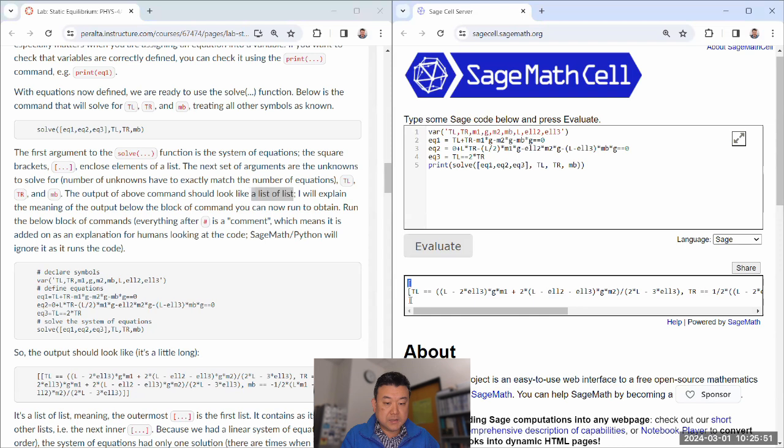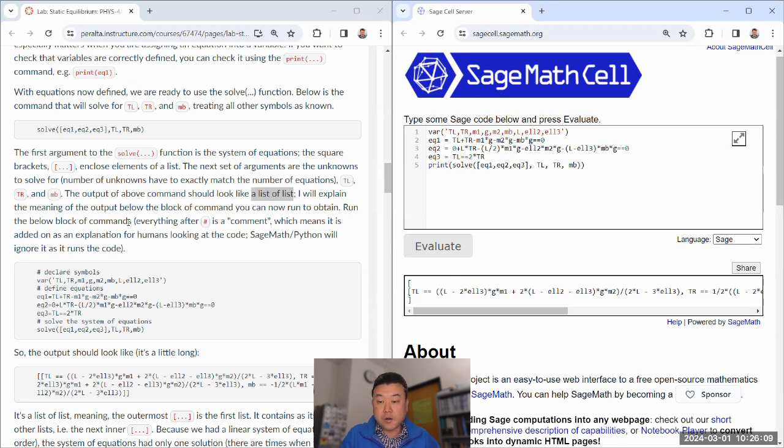So you can see the list here. That's a list, okay, outside the list, and it contains as its element another list. So that's what it means. It's a list of lists. So I will explain the meaning of the output below the block of commands you can now run to obtain.